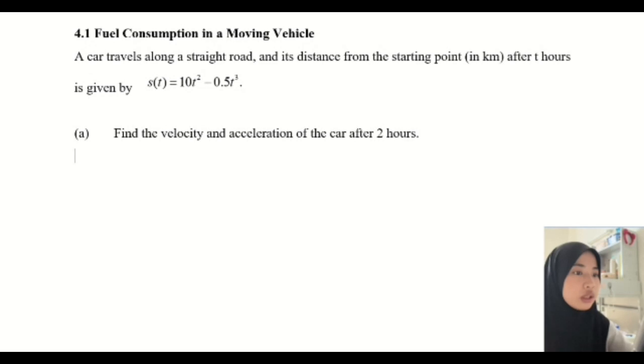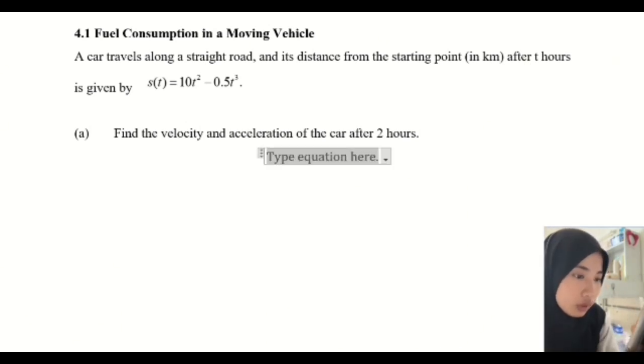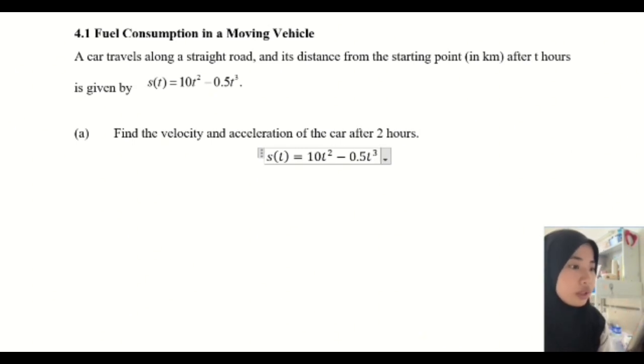Question 4. A car travels along a straight road and its distance from the starting point in km after t hours is given by s(t) equals 10t squared minus 0.5t to the power of 3. A. Find the velocity and acceleration of the car after 2 hours. So, given the car's distance s(t) equals 10t squared minus 0.5t to the power of 3, to find the velocity, we need to differentiate this.